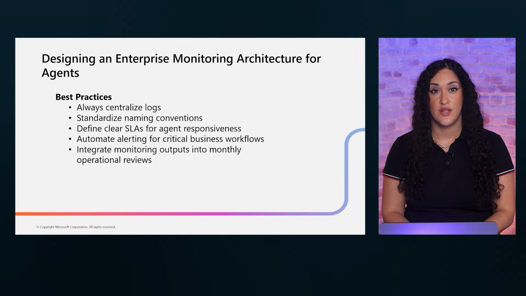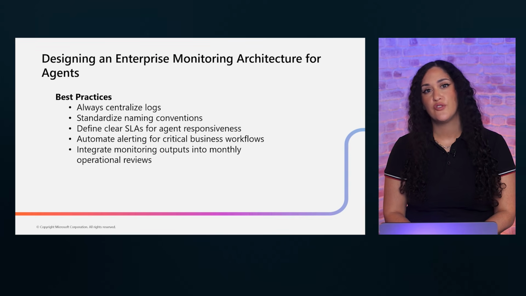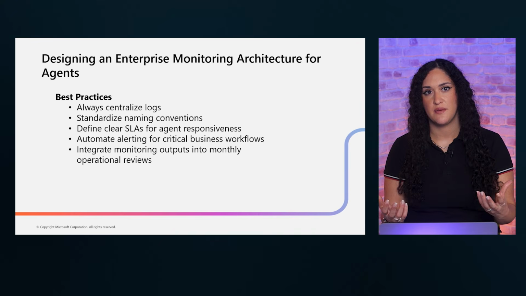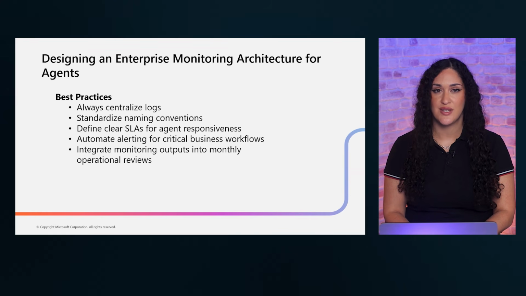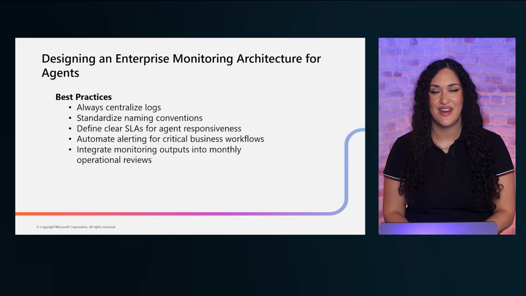Let's pull this together into an enterprise monitoring architecture. There are 5 best practices you should follow. First, always centralize your logs because fragmented logging means fragmented visibility. Second, standardize naming conventions so every team describes their agents and metrics the same way. Third, define clear SLAs for agent responsiveness because without targets, you cannot measure success. Fourth, automate alerting for critical business workflows so no high-priority failure goes unnoticed. And fifth, integrate monitoring outputs into monthly operational reviews so leadership stays informed and invested.